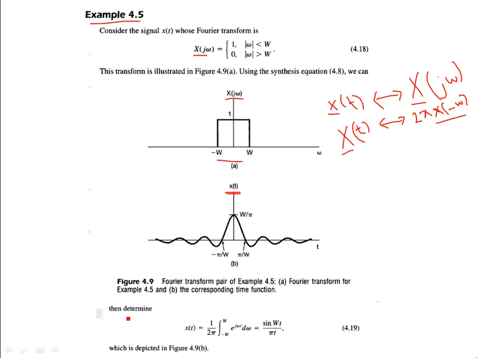If you want to show this mathematically, you can just plug this expression into the inverse Fourier transform relationship. You can find x(t) as a sinc function. The definition of the sinc function, as defined in the text, is sinc of theta equals sine of pi theta over pi theta. For more information on the sinc function, you can just read about it.